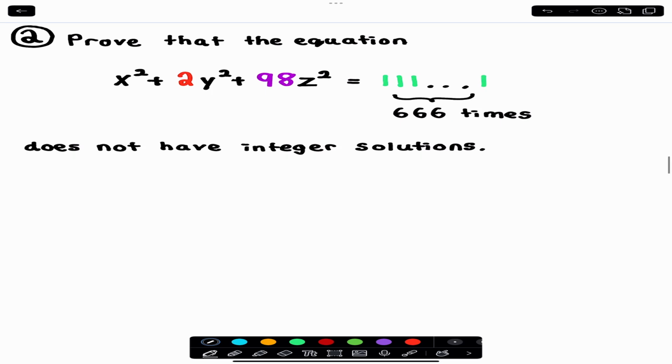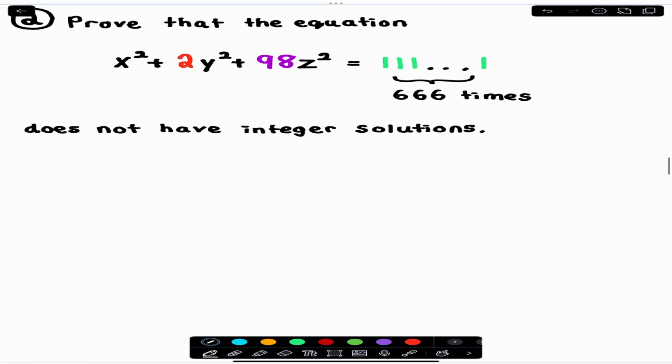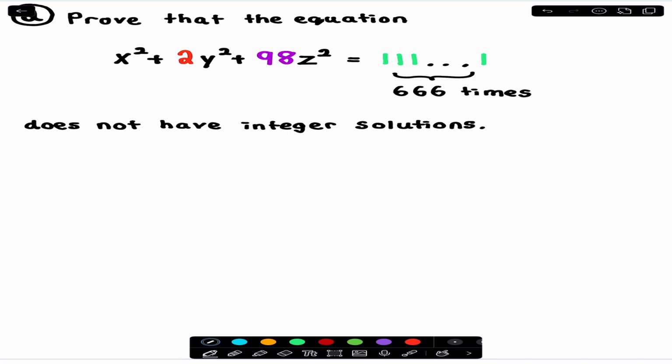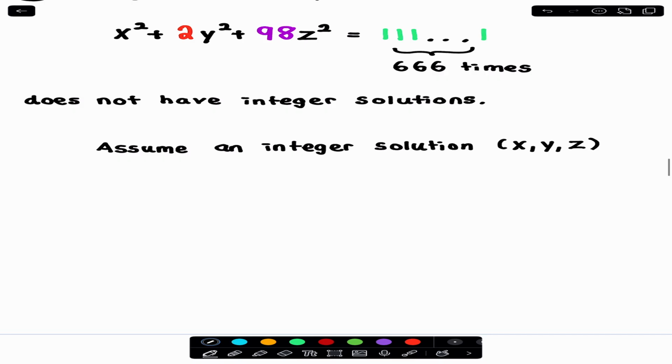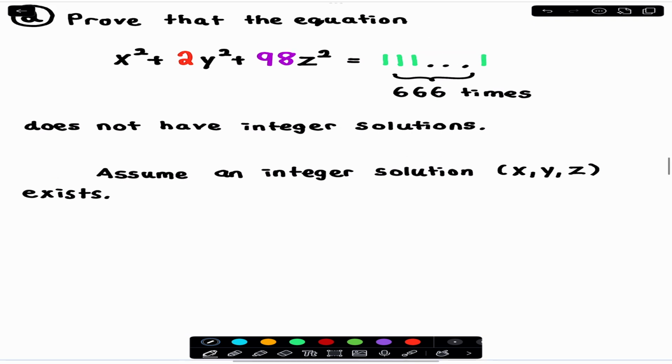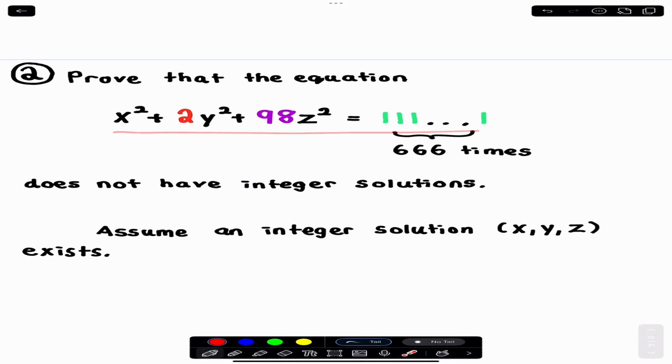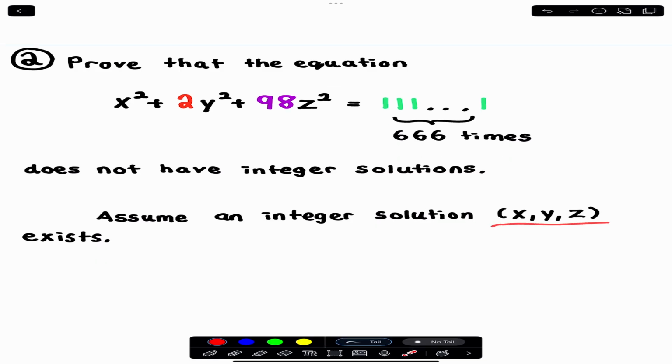Now the way it typically goes for problems like these is a lot of times it's going to be contradiction. It's usually very difficult to prove this directly, so a lot of times it's better to assume such an integer solution exists. So in other words, there is a group of numbers x, y, z that satisfies this equation. So we can find an x, y, z which satisfies this. I said group of numbers, but I meant triplets.